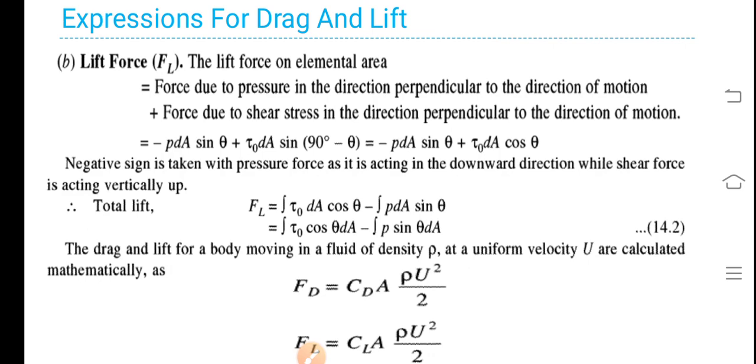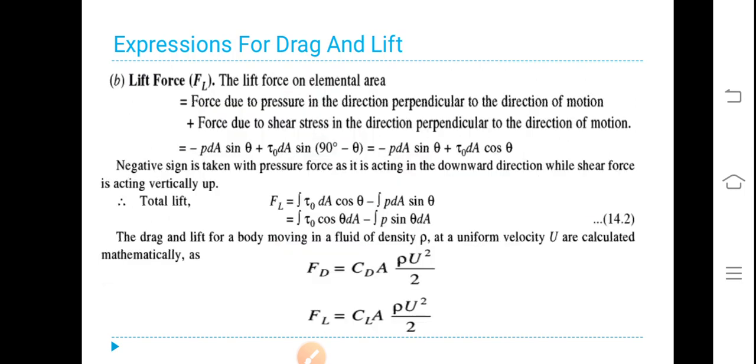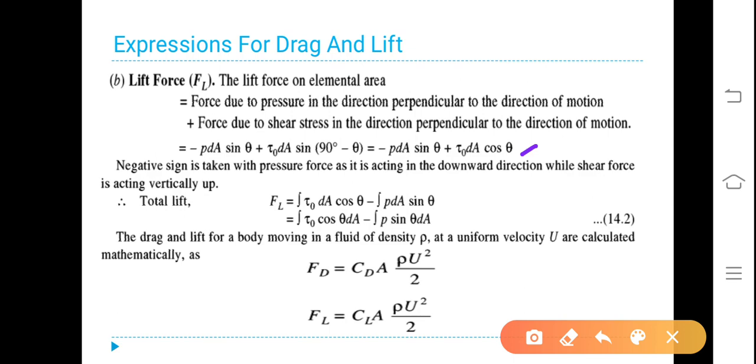As I have already explained along with the sketch, the pressure component of lift acts in the opposite direction. That's why there is a negative sign, plus tau naught dA sin(90 minus theta), that is cos theta, which is equal to minus P dA sin theta plus tau naught dA cos theta. Tau naught cos theta.